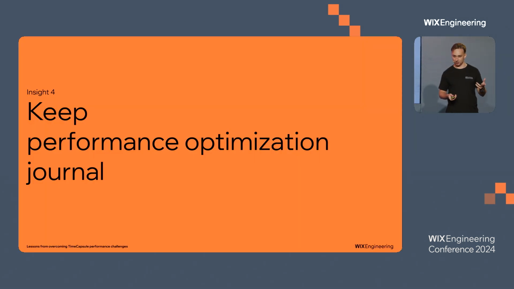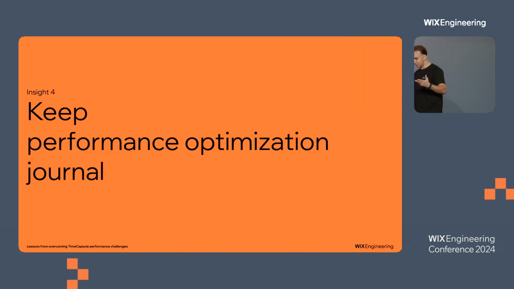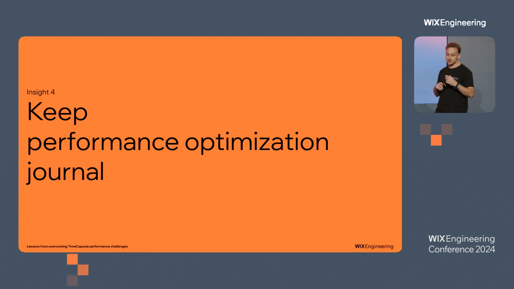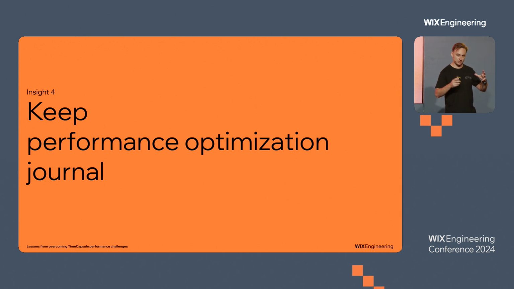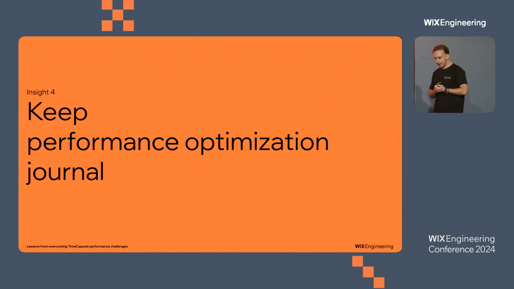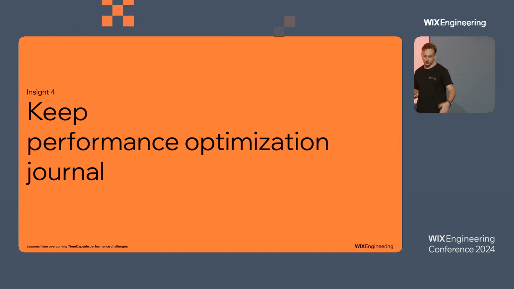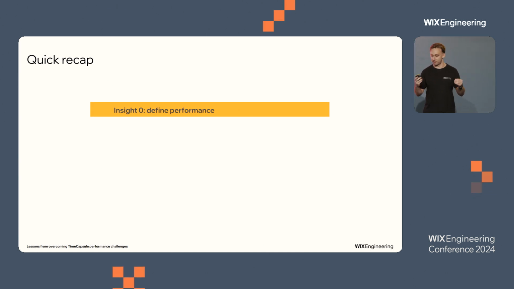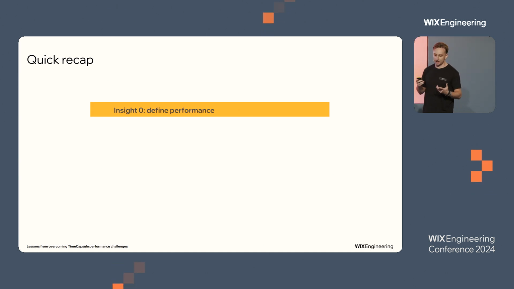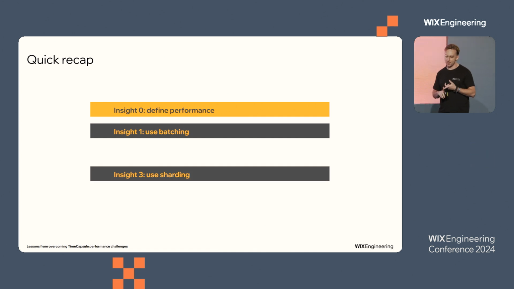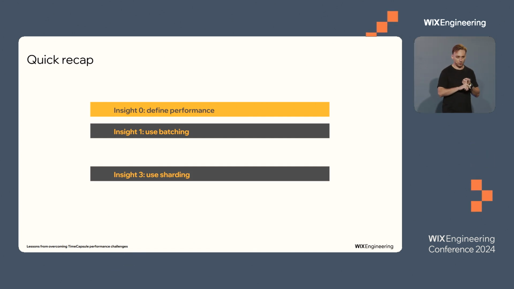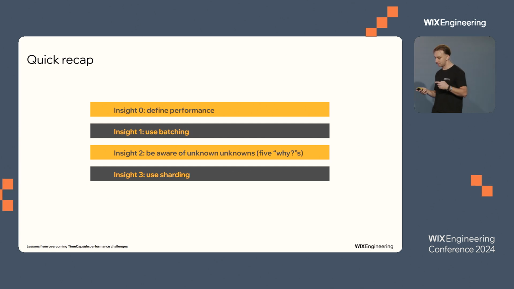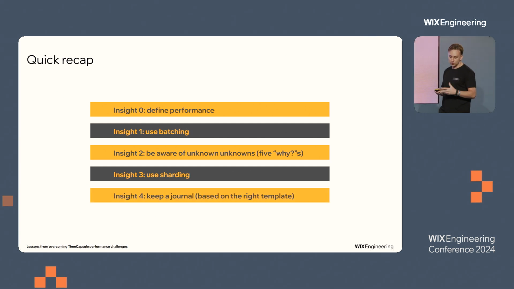Keep a performance optimization journal. Journaling, of course, is great for remembering things, but the less obvious benefit is that a journal is your thinking framework. If your template contains certain questions, you will be forced to answer those questions. And so before I conclude this section and the presentation, I'll do a quick recap. First, we talked about how we should define what we mean by performance. We also had 2 technical insights, that we should use batching and sharding. We talked about unknown unknowns, the technique of 5 whys. And now we're talking about journaling with the right template.